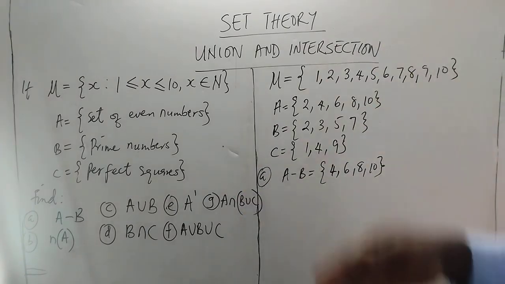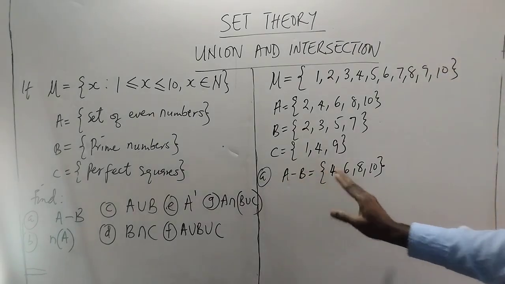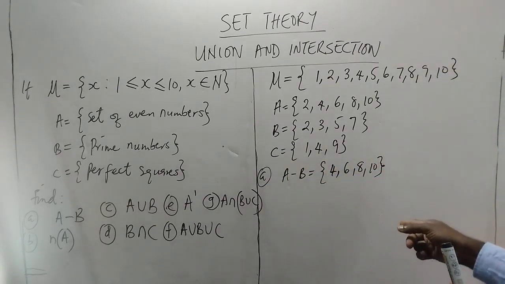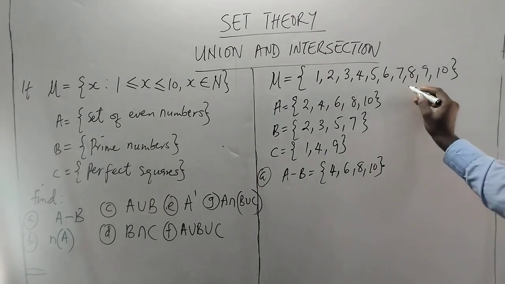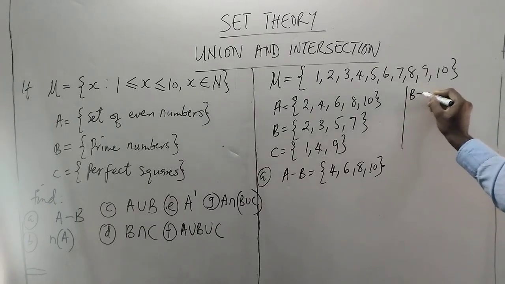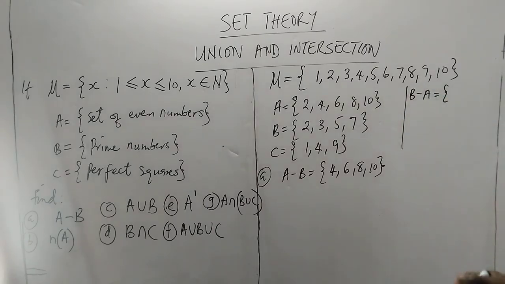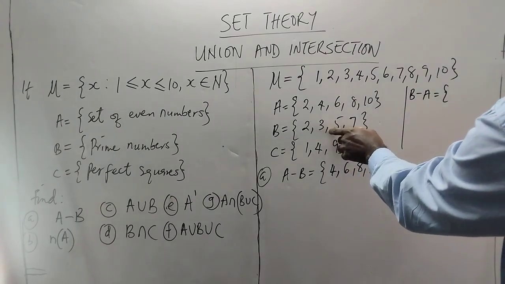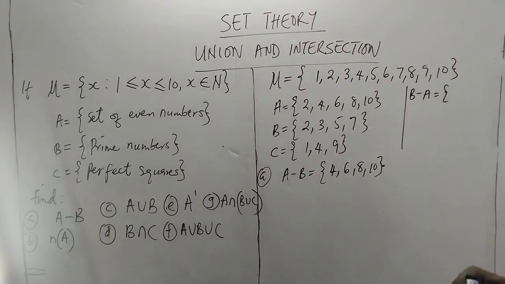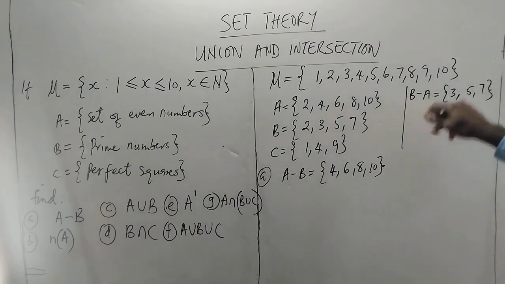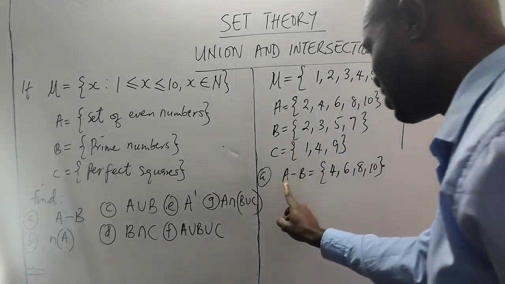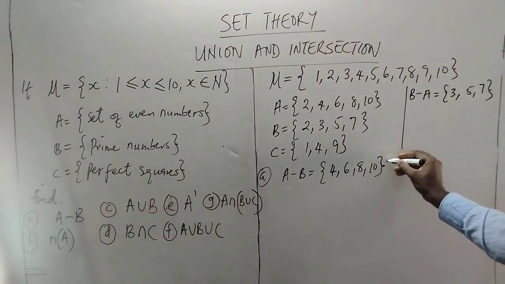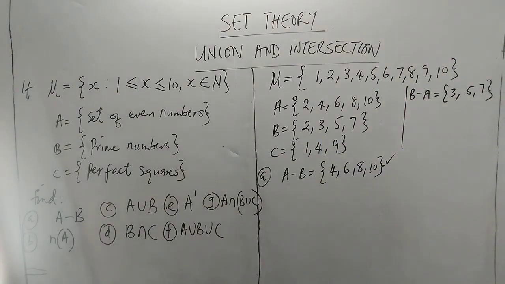But if the question is the other way around, that is B minus A, you won't get the same answer. Let me do that one this side. If the question is B minus A, the result will be those elements that are in B, but are not in A, and they are 3, 5, and 7. So this will be the answer for B minus A. The one they asked us is A minus B, so this is the one we are going to go with for the questions we have on the board.